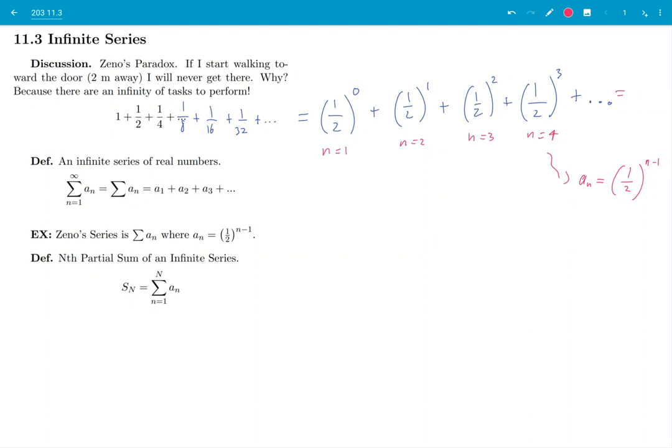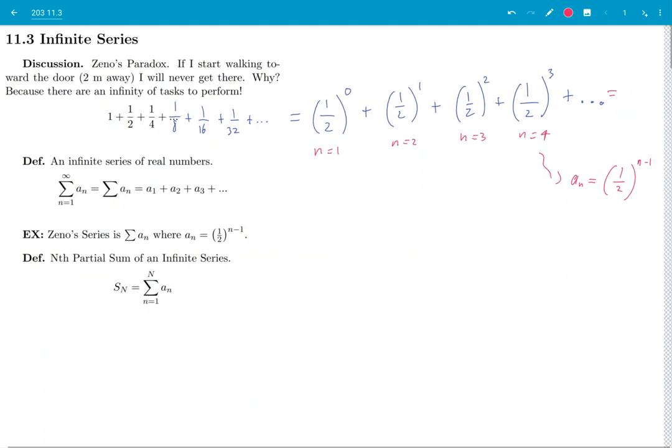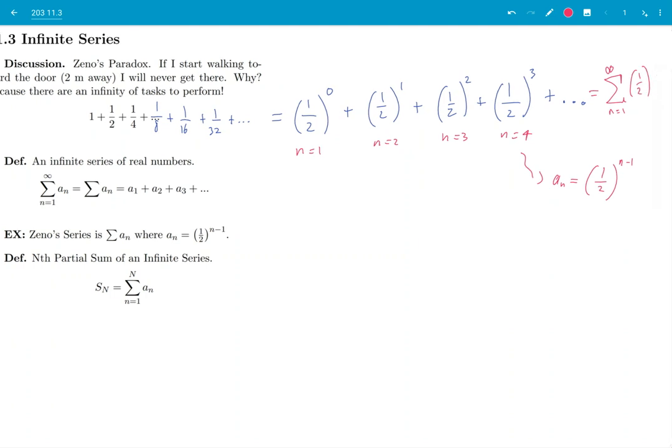And this series overall can be written with the summation notation. n equals 1 to infinity, one half to the n minus 1.